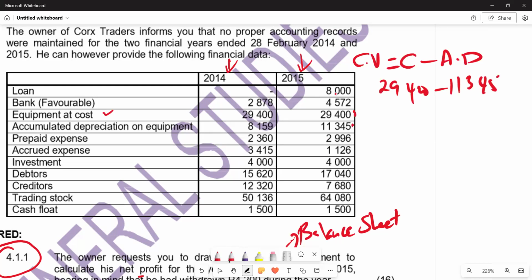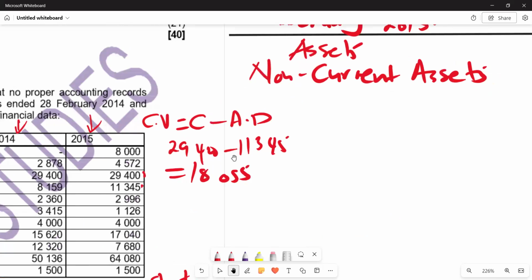We get 18,055. We can just verify the calculation: we have 29,400, and then we subtract 11,345, and we get 18,055. So this is the answer that we have here. We can now summarize that calculation as our equipment.